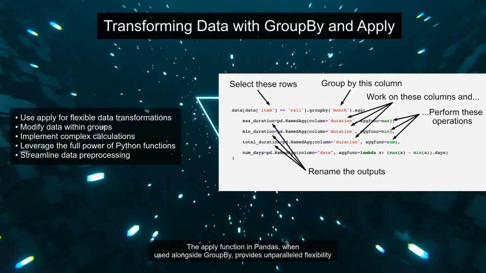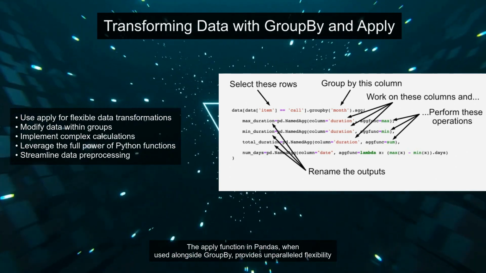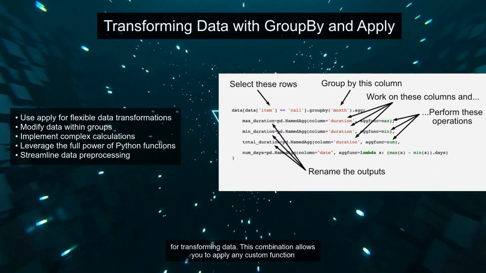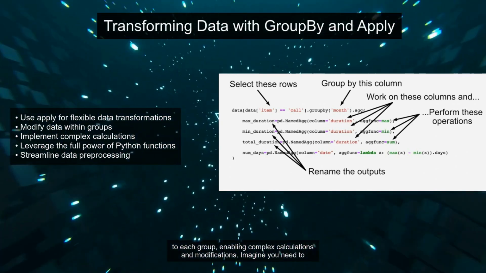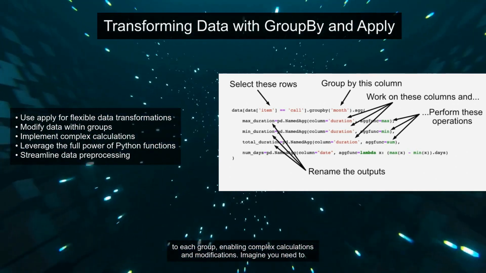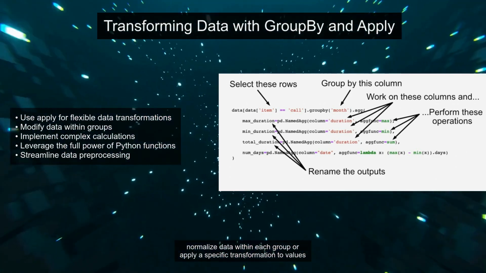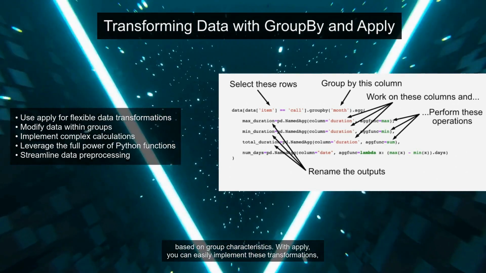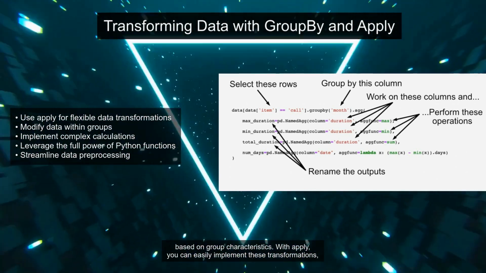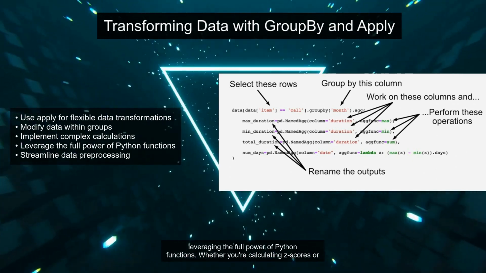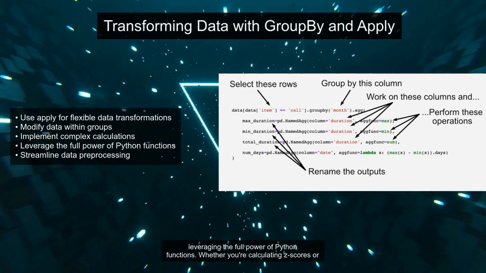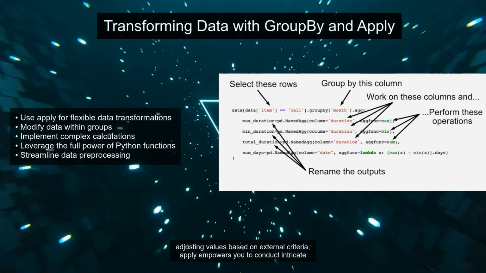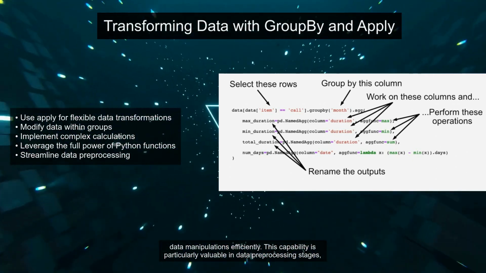The apply function in Pandas, when used alongside GroupBy, provides unparalleled flexibility for transforming data. This combination allows you to apply any custom function to each group, enabling complex calculations and modifications. Imagine you need to normalize data within each group or apply a specific transformation to values based on group characteristics. With apply, you can easily implement these transformations, leveraging the full power of Python functions. Whether you're calculating z-scores or adjusting values based on external criteria, apply empowers you to conduct intricate data manipulations efficiently.